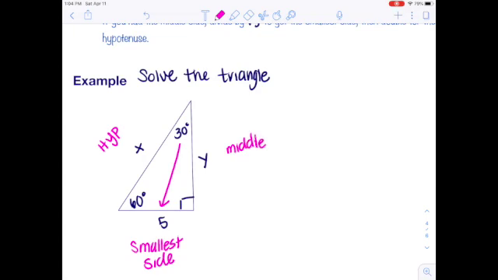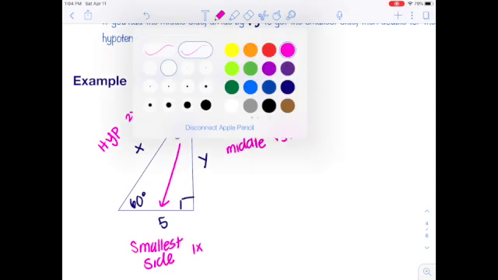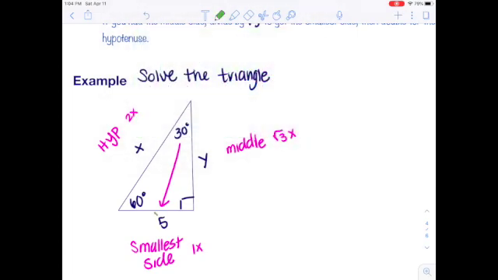Now your ratio goes from 1x, 2x, and square root of 3 times x. And if your smallest side is 5, to get your hypotenuse, all you have to do is multiply by that 2 because you're calling the 5 the x in here. And so that would be a hypotenuse of 10.